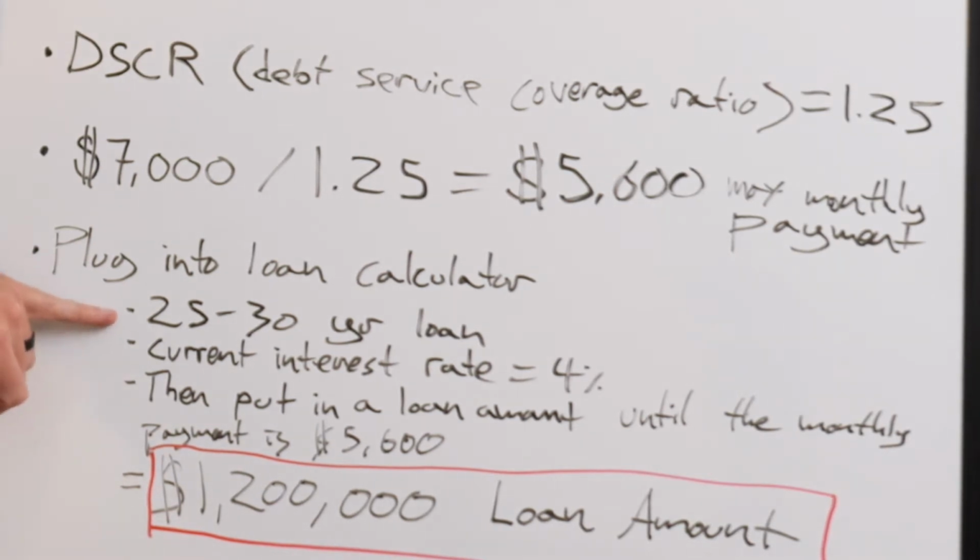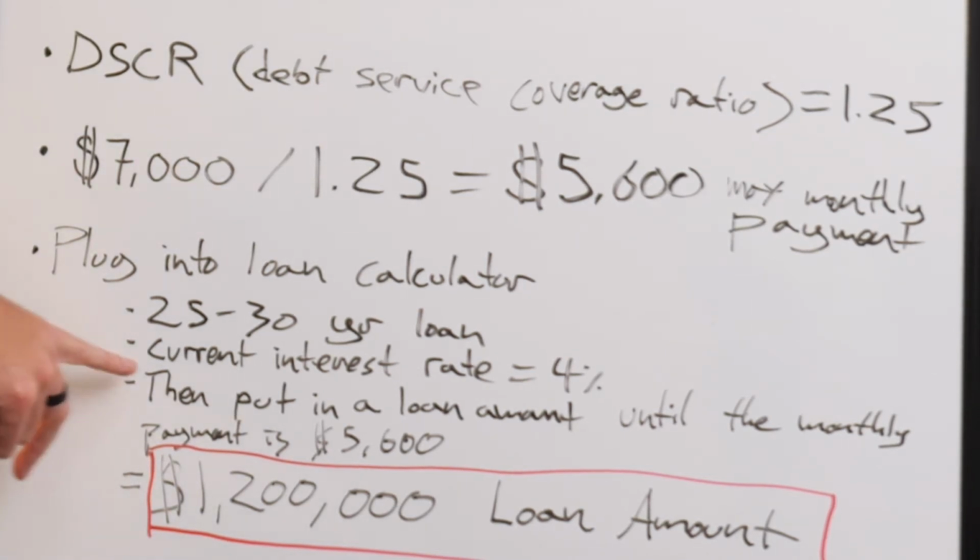So a couple things you're going to want to make sure are in there. On a commercial loan like this, on a multifamily loan, they're going to have a 25 or a 30-year loan. That's kind of standard. I would just base it off a 30-year loan. Some banks only do 25-year loans, but you can play with those numbers in the mortgage calculator. And then you're going to put in the current interest rate, whatever that is at the time that you're running this. And again, if you don't know what the current interest rate is, talk to a bank.